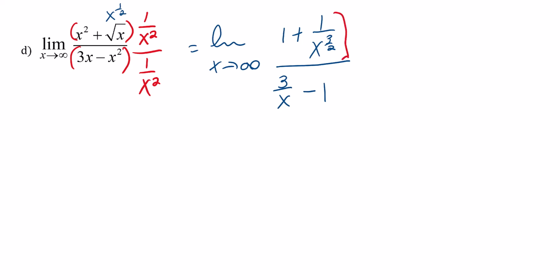We know with this specific one, fixed numerator, denominator going to infinity, the fraction is going to go to 0. And same with this 3 over x, fixed numerator, denominator going to infinity, the fraction is going to go to 0. So we have left 1 over -1, which is -1.